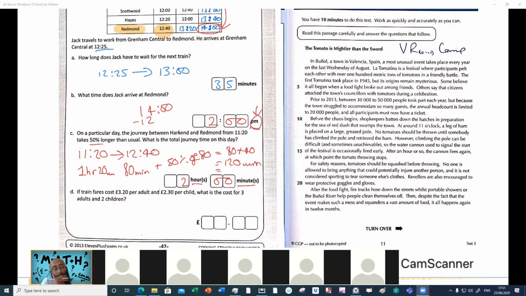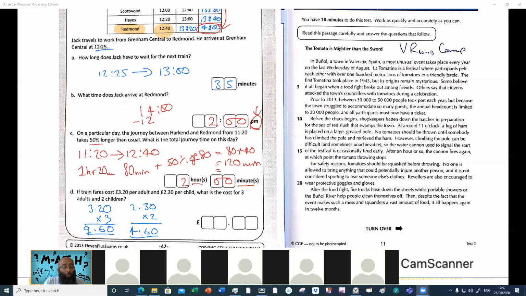Next, read the next bit. If train fares cost £3.20 per adult and £2.30 per child, what is the cost for 3 adults and 2 children? So what's the calculation that we need to do here then? We need to multiply £3.20 by 3 and £2.30 by 2. Okay, beautiful. Okay, folks, if you haven't already done this, I hope you're all doing it right now. That'll give you 9.60 and 4.60.